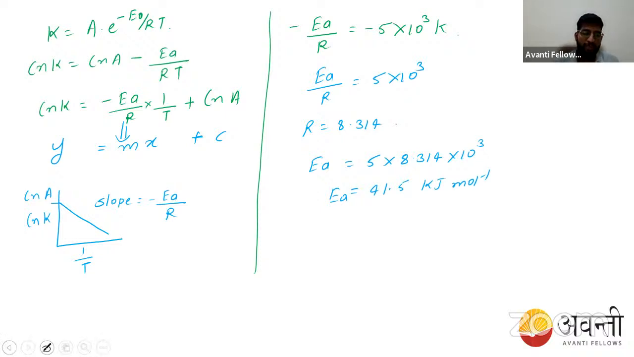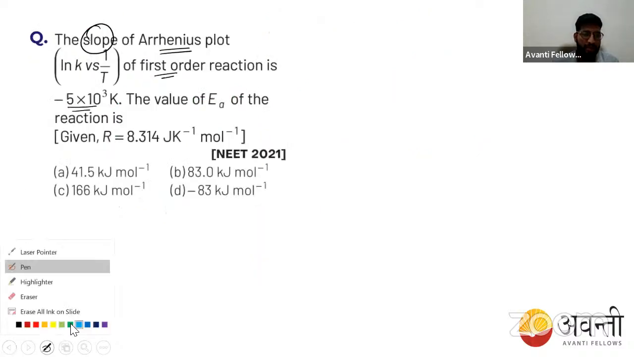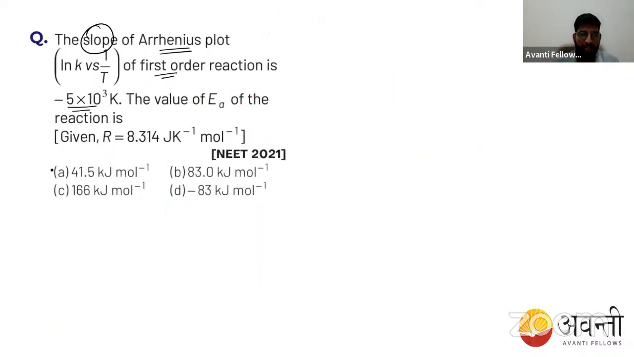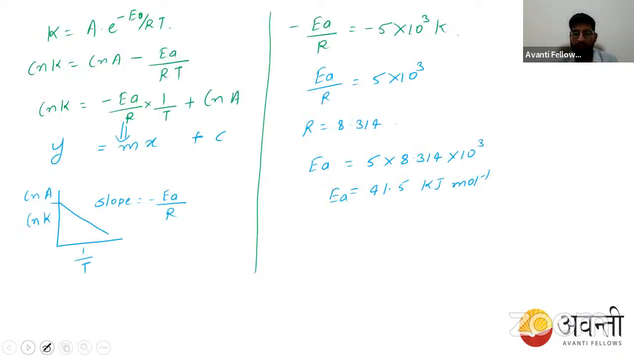Before going to the next question, let's circle the proper answer. Option A is the correct answer. So option A is the correct answer here. I think all the people have told the correct answer. So let's move forward to the third question.